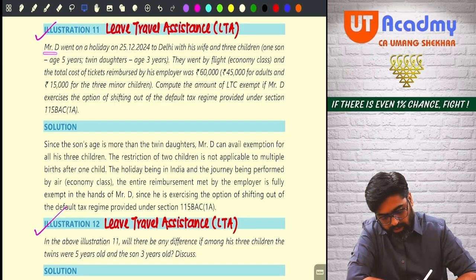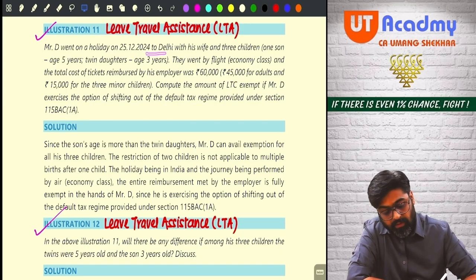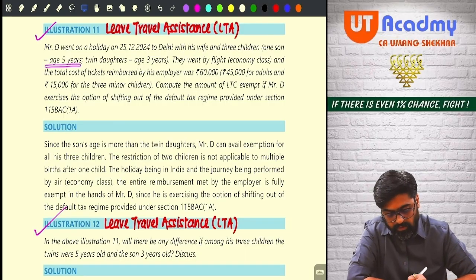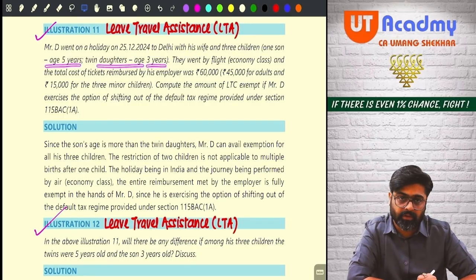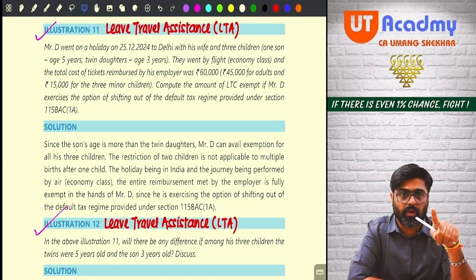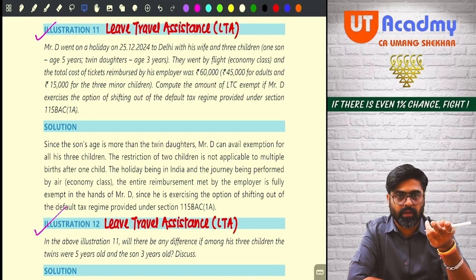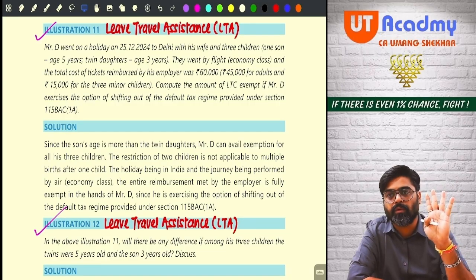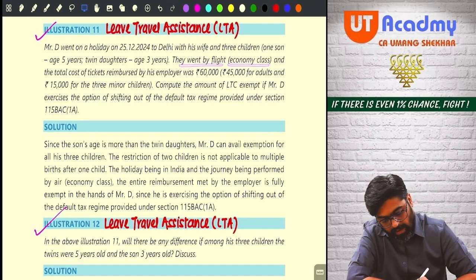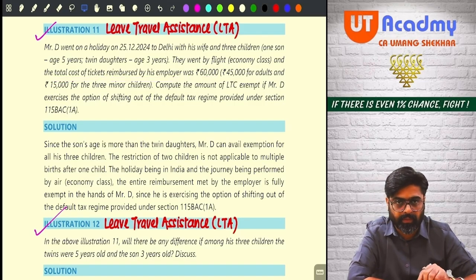Mr. D went on a holiday on 25th of December 2024 to Delhi with his wife and 3 children. One son, age 5 years, and twin daughters, age 3 years. Can I say after one child, twins are born? All the children are born on or after 1/10/98. So after one child, whatever twins are there, they will be treated as a single child only. Yes or no? Now, they went by flight, economy class.